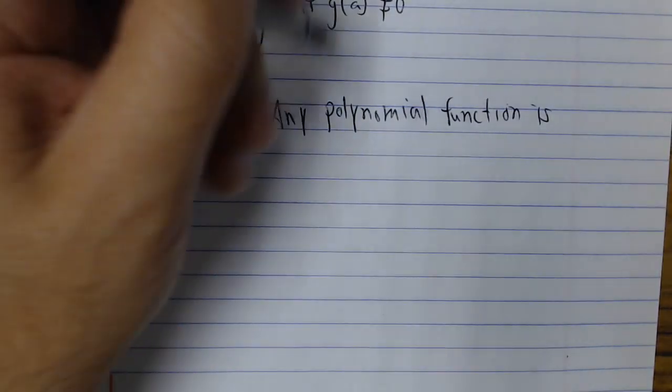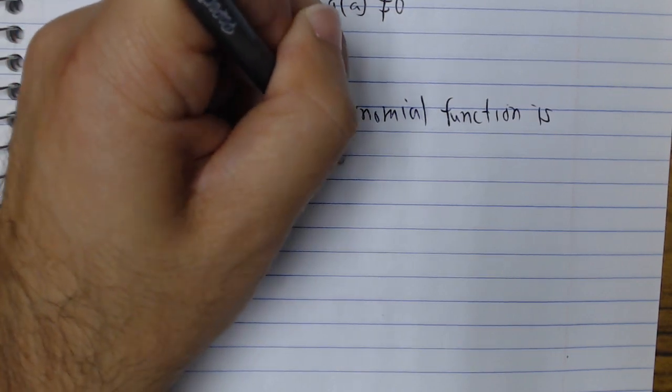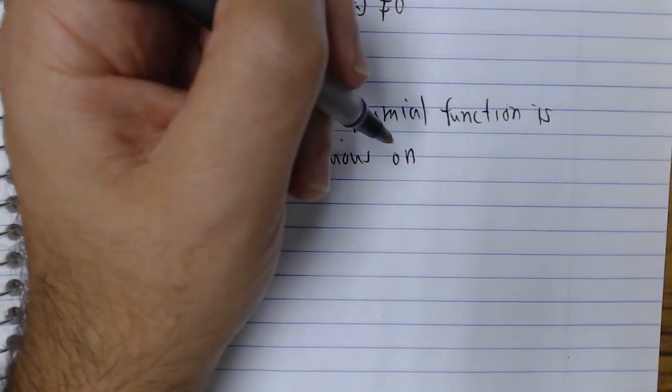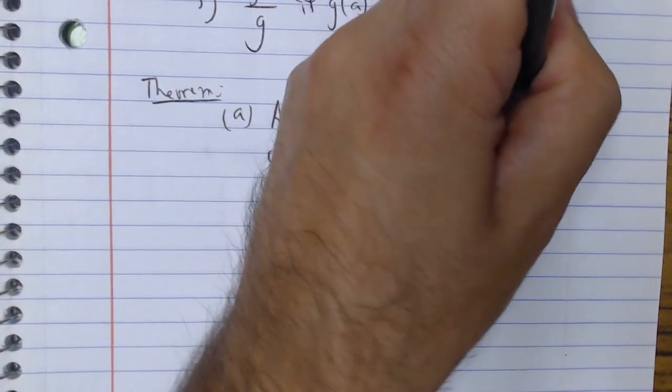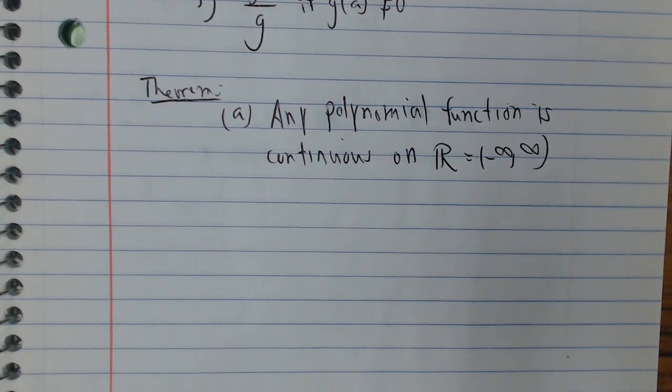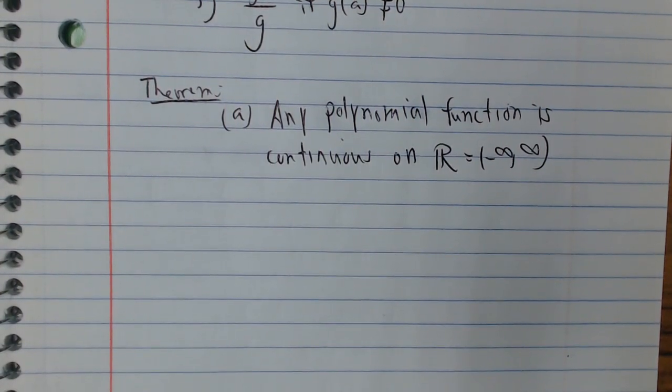Here's what we could say. This next theorem says any polynomial function is continuous on the real number system, which is from -infinity to infinity. What's nice about this theorem is that anytime you have a polynomial function, you can say it's continuous on all reals. And once again, why is this theorem so nice? Because we get these for free. You don't have to prove this unless I specifically tell you to prove it.